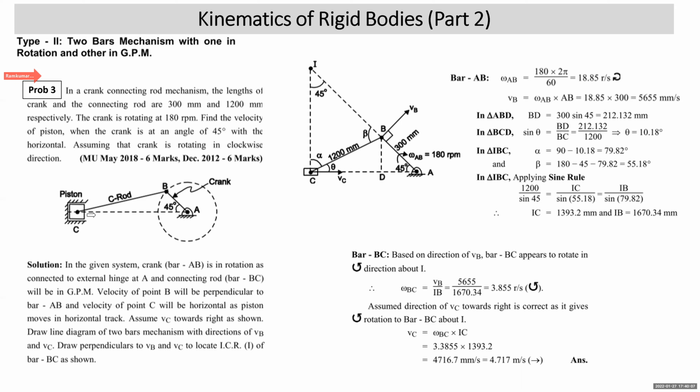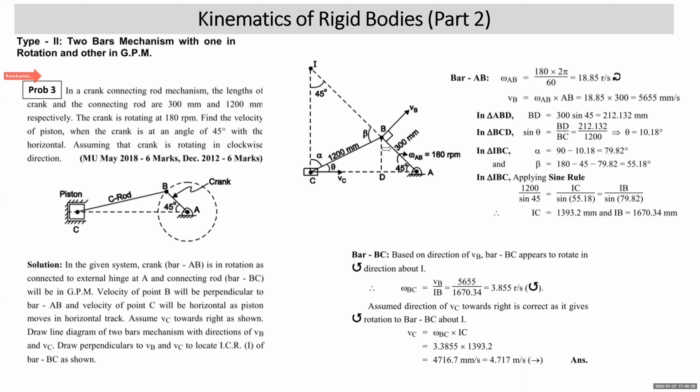We have to look into the problem as it is a two bars mechanism. What are the two bars? AB and BC. They are connected by internal hinge at B. Bar AB is connected to external hinge, so it will be in rotation. Bar BC, since not connected to external hinge, will be in general plane motion. So we draw the line diagram.